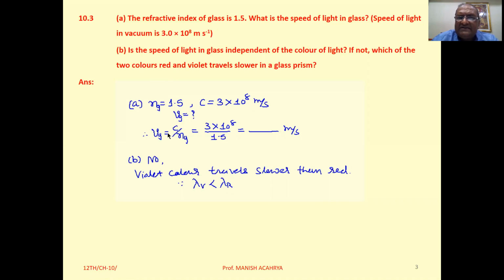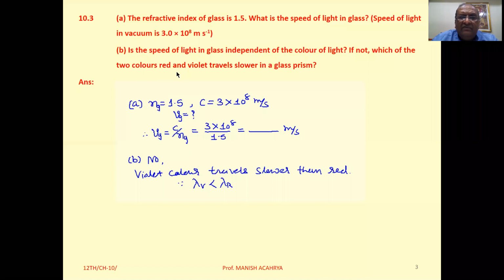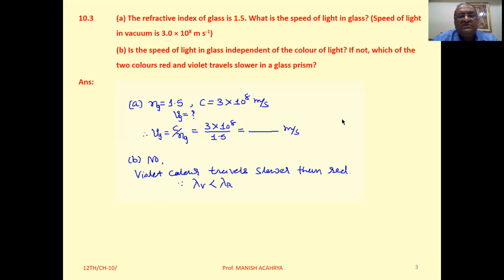So velocity in glass is C upon refractive index of glass. So 3 into 10 raised to 8 upon 1.5, you will get the answer. Then, is the speed of light in glass independent of the color of light? No, it depends on the color of light, because for different colors, the wavelengths are different. Now, which color is slower in a glass prism, red or violet? So violet color travels slower than red because the wavelength of violet is less than that of red.